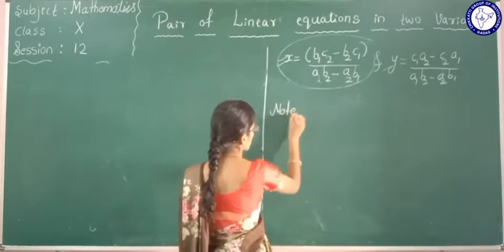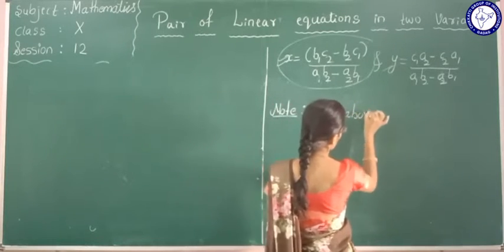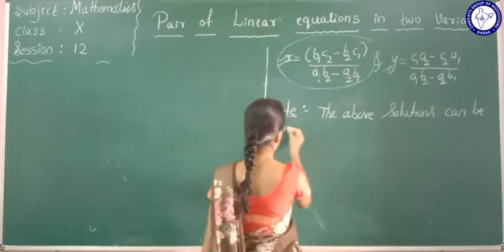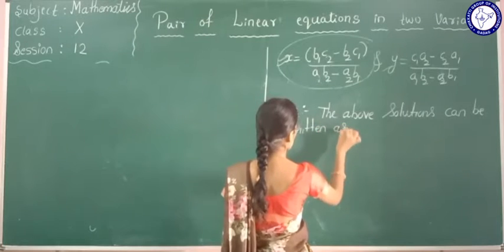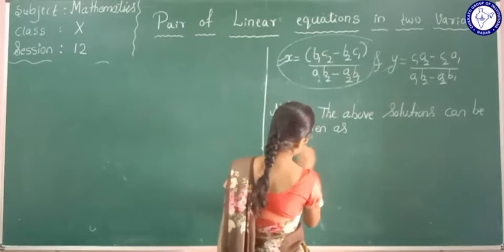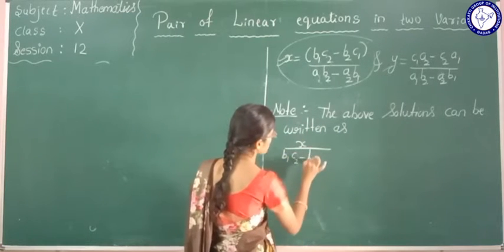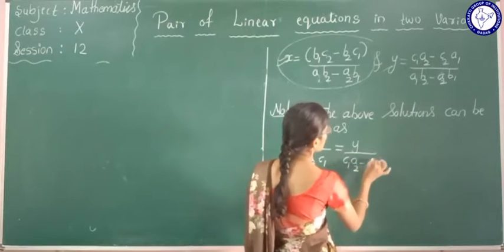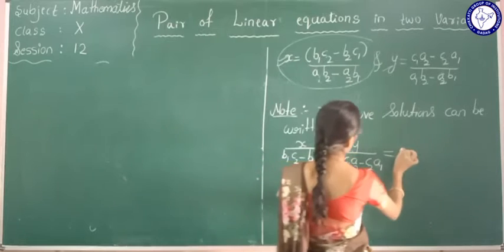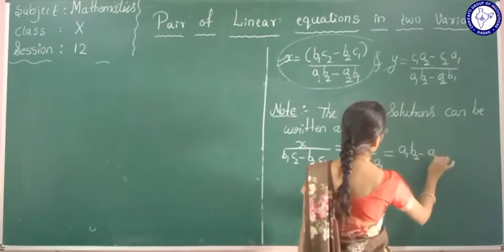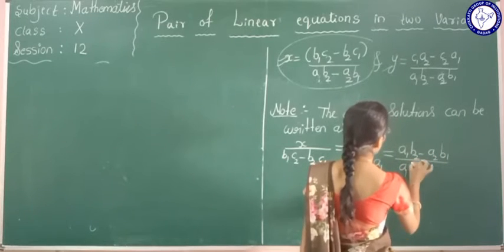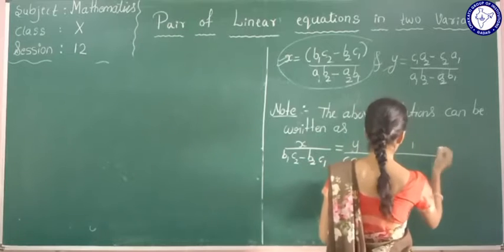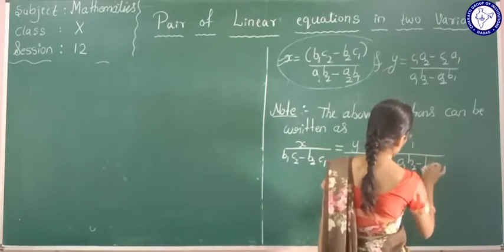Note, the above solutions can be written as x by b1 c2 minus b2 c1 is equal to y by c1 a2 minus c2 a1 is equal to 1 by a1 b2 minus a2 b1.